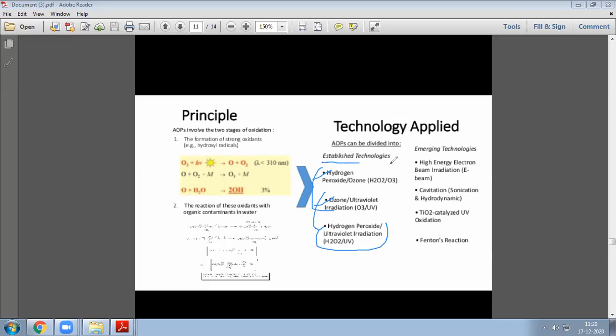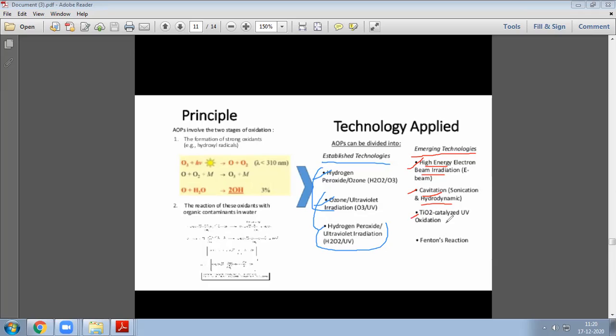We are already using these methods, but a few more methods are emerging in the next era. We might use those. Those are high energy electron beam irradiation, or E beams as we call them. This is in the development phase. And one more we have is cavitation, or sonication, or hydrodynamics method. It is still in the process. They are still inventing this.